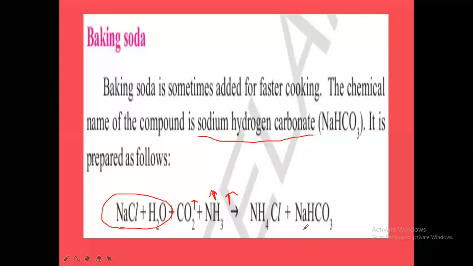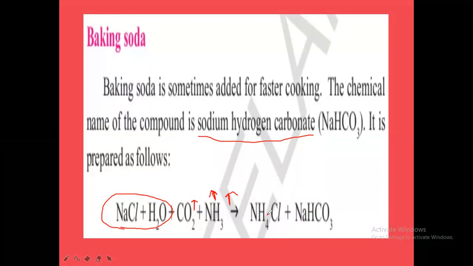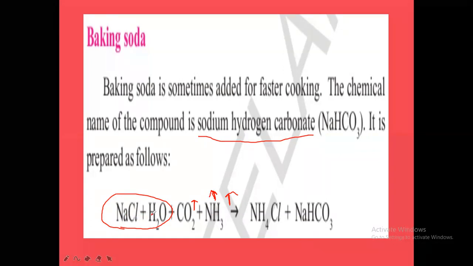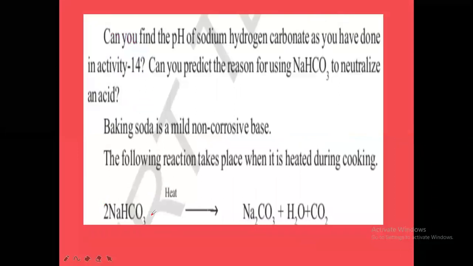Sodium hydrogen carbonate means sodium bicarbonate is obtained here. So in this case, sodium bicarbonate is the main product. NH4Cl, ammonium chloride, is the byproduct. Which gases are passed here? Ammonia gas and CO2 gas. These two gases are passed through aqueous solution of NaCl. We can say brine. Brine means aqueous solution of NaCl.